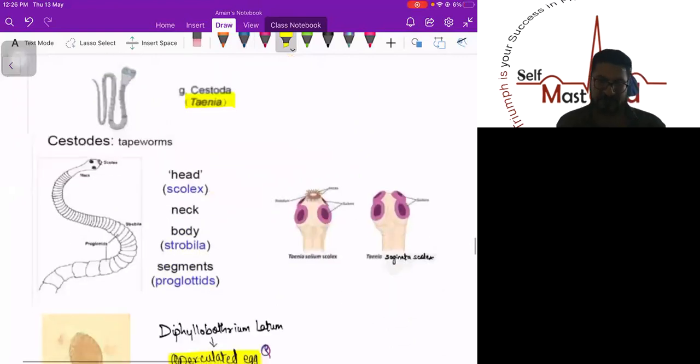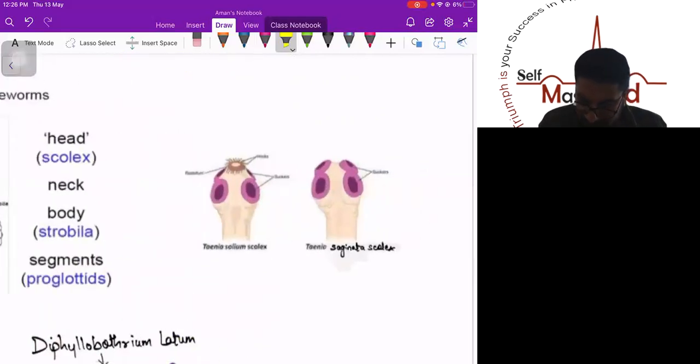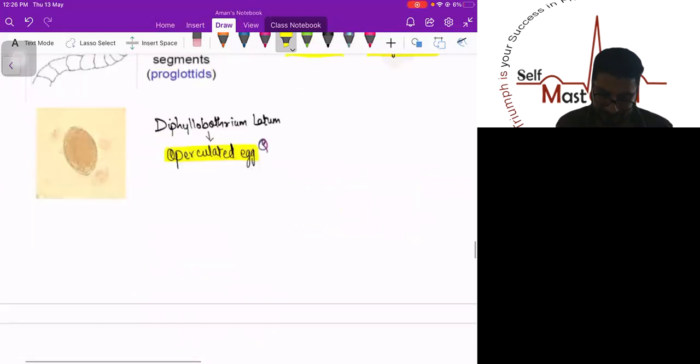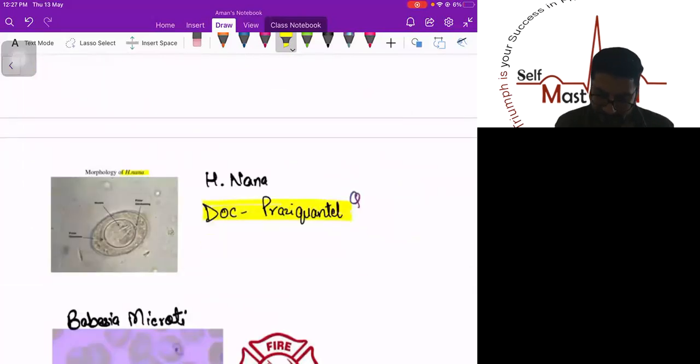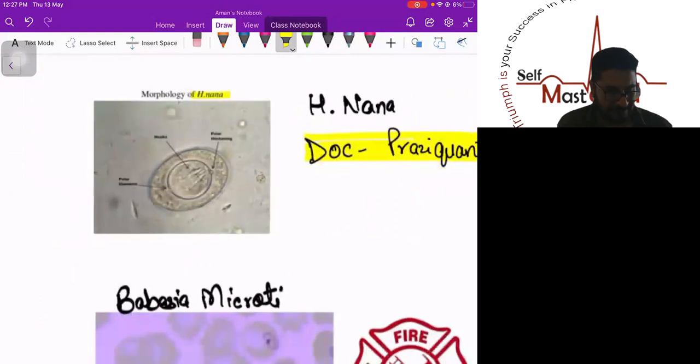Then you can see the scolex, strobila, and proglottid. So how will you differentiate? You will differentiate these by the type of suckers that they present, in case of Taenia saginata and Taenia solium. Operculated egg you will see in Diphyllobothrium latum. Hymenolepis nana. This image also I think came in exam.